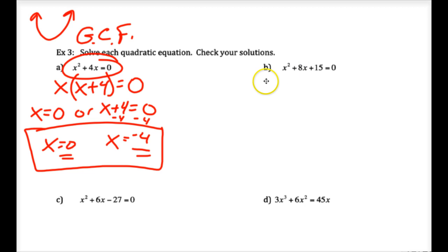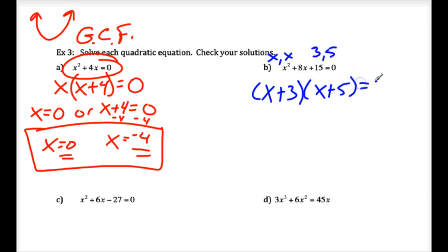Factor that one. There's no GCF. Go right to factoring. Guess and check. Oh, okay. X and X. What are factors of 15 that make 8? 3 and 5, very good. Or 5 and 3. The order does not matter. So it's X plus 3 times X plus 5 equals 0.